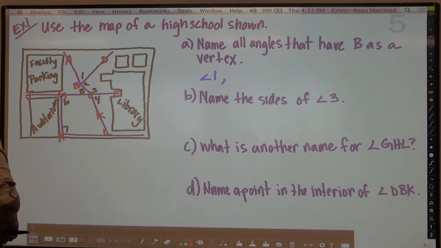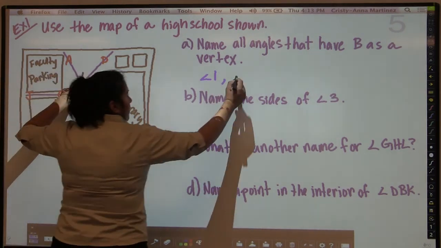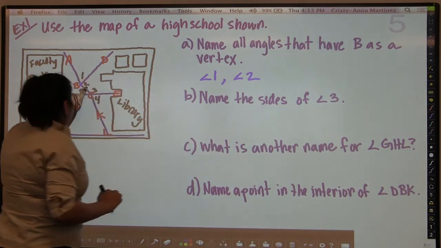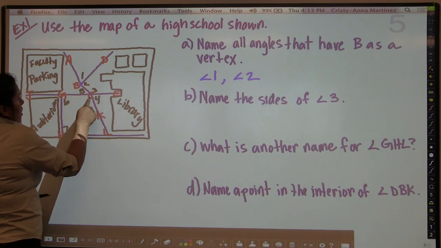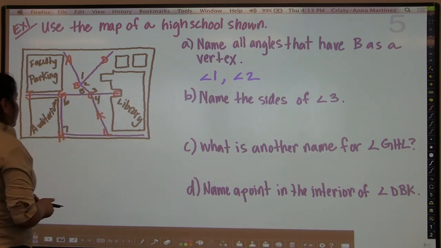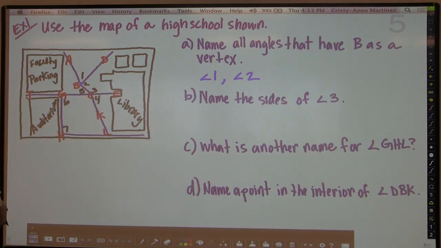And then we also have angle 2, which is this angle right here. And again, it's easier to name it angle 2. If you don't want to call it angle 2, you could call it DBC or CBD. But again, it's just easier and shorter if I just call it angle 1 and angle 2. So that takes care of vertex B.